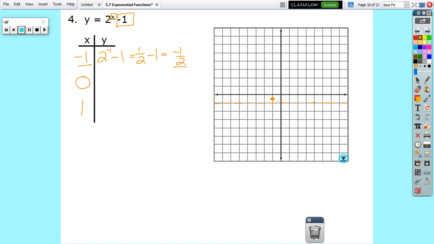If we plug 0 in, we have 2 to the 0 power minus 1. Anything to the power of 0 is 1, so 1 minus 1, which is equal to 0. So the next point we're going to plot is 0, 0. And then the last one that we're going to do is 2 to the first power minus 1. So anything to the power of 1 is just itself. So 2 minus 1 is 1. So now we're going to plot 1, 1.